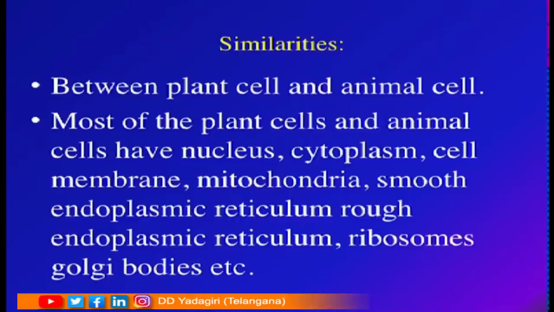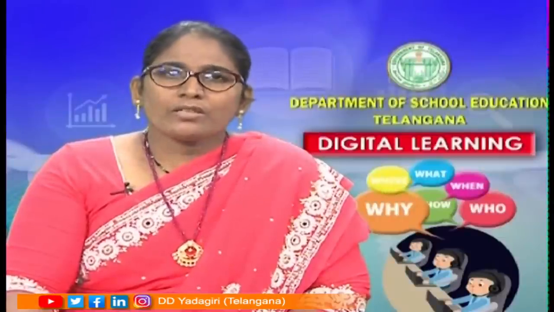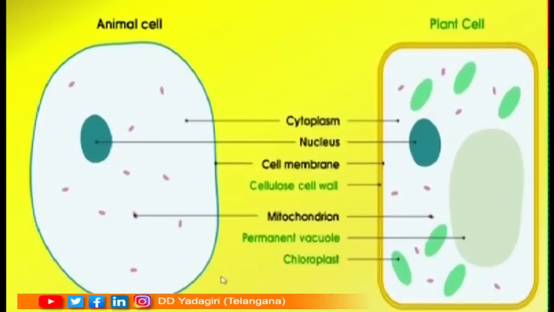Now we see the similarities. We have studied both plant cell and animal cell. We see some similarities in both the plant cell and animal cell. We learn most of the plant cells and animal cells have nucleus, cytoplasm, cell membrane, mitochondria, smooth endoplasmic reticulum, rough endoplasmic reticulum, ribosomes, Golgi bodies and many such organelles are found. Now we see the differences between an animal cell and a plant cell.